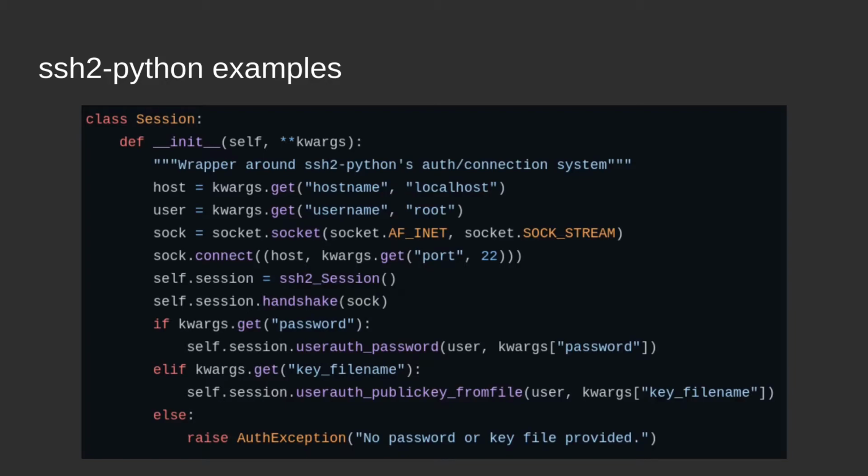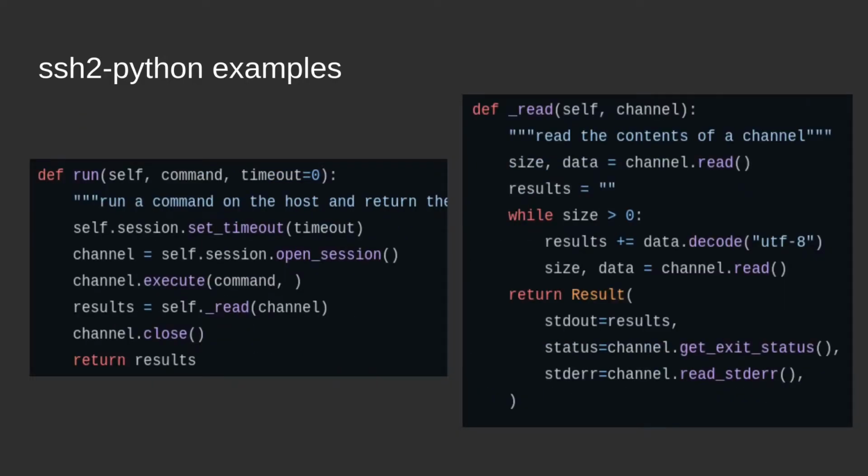We then have two options available for authentication. We have user password based authentication, and you can also do public key authentication from a public key file. So these are the two main cases for authentication. We don't really need any more for our use case, so we don't have to build any other authentication methods with that.